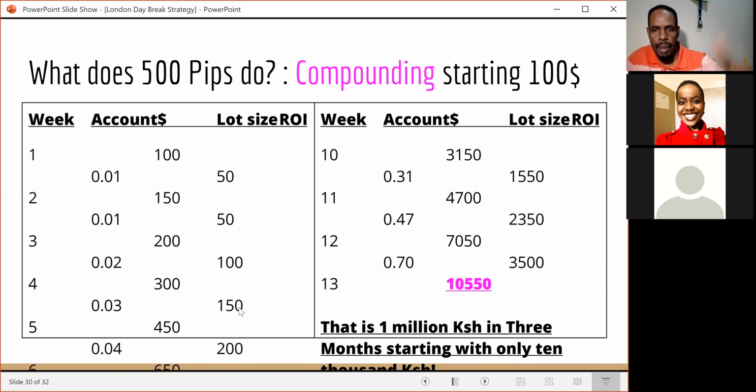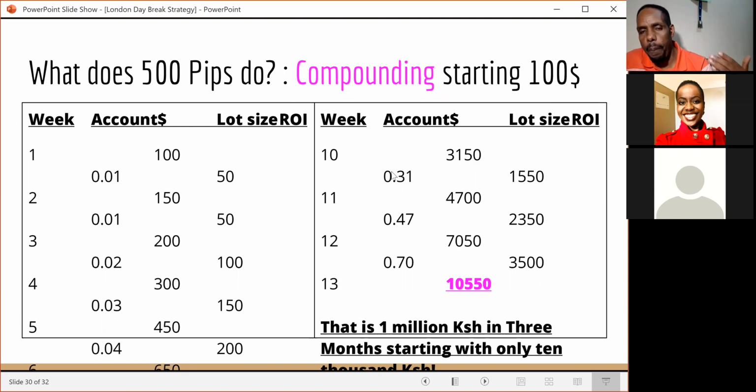I think some other numbers have been hidden down here, but when I send you the slide, you will actually see that on the 13th week, if all this happens as they are, you will actually have $10,000 in your account. All right. That is the magic of compounding, starting with $100, and that's only 10,000 Kenya shilling.